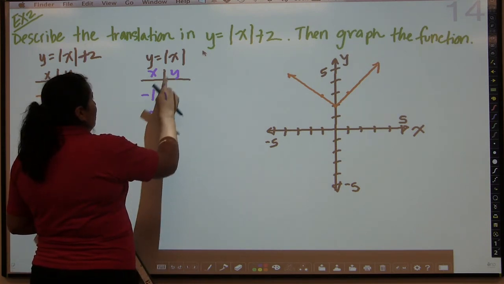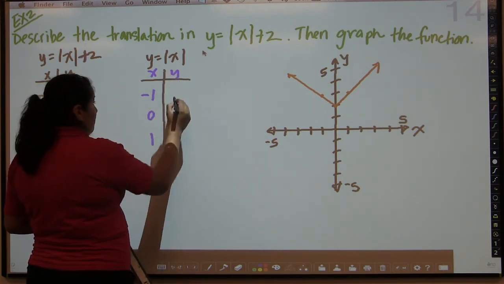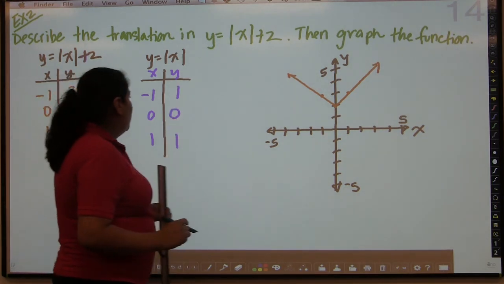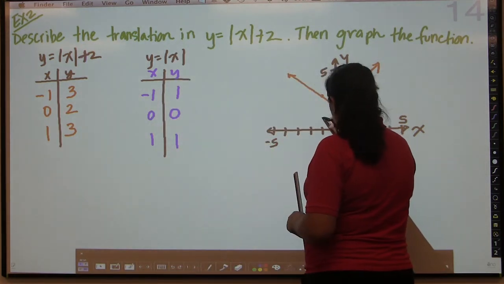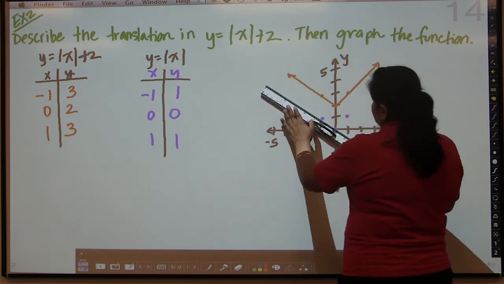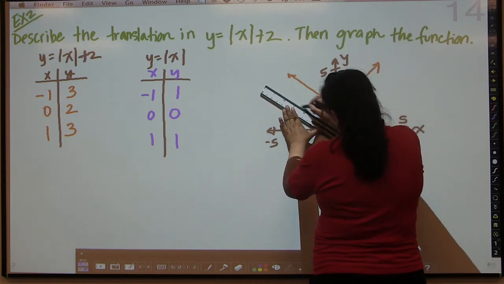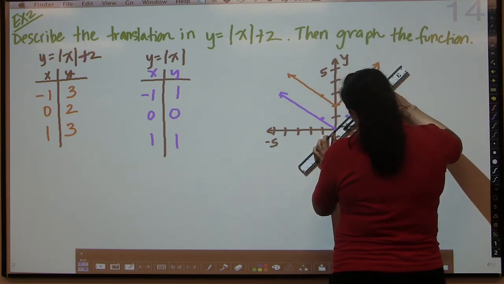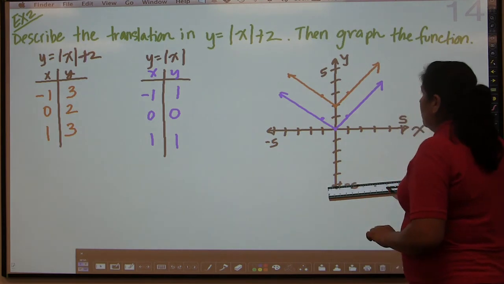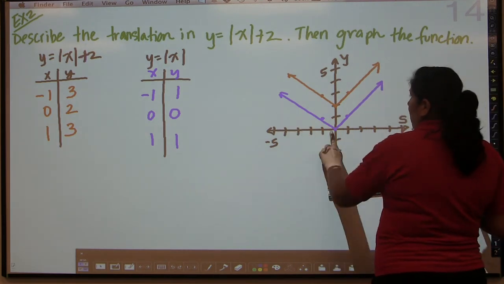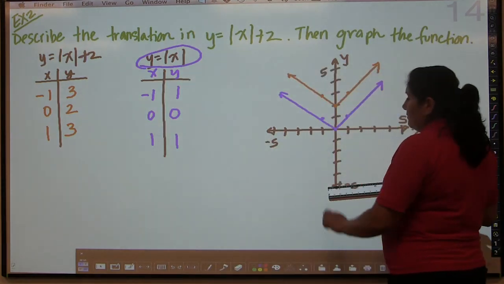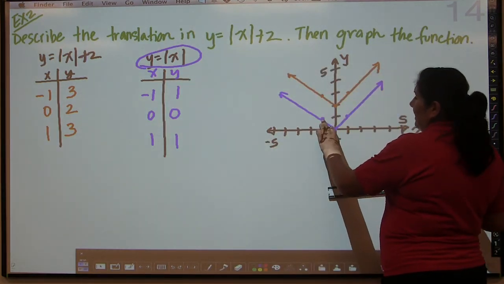So when I plug negative 1 into the absolute value of x, the absolute value of negative 1 is positive 1. The absolute value of 0 is 0, and the absolute value of positive 1 is positive 1. So when I graph that, I get negative 1, 1, 0, 0, and 1, 1. Now the idea here is that eventually you won't actually have to graph it this way. But what I wanted to show you is how what we said earlier works. What you will notice is the blue graph is the actual parent graph, y equals absolute value of x.